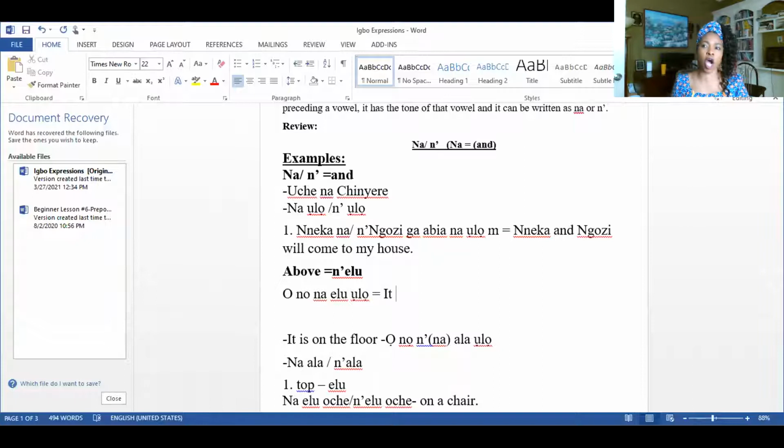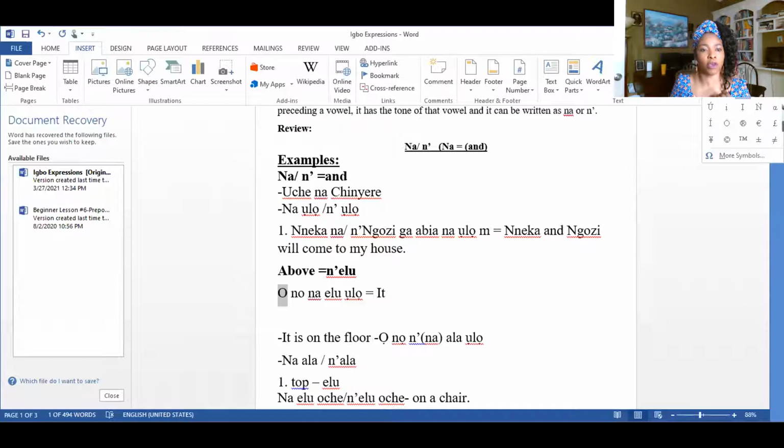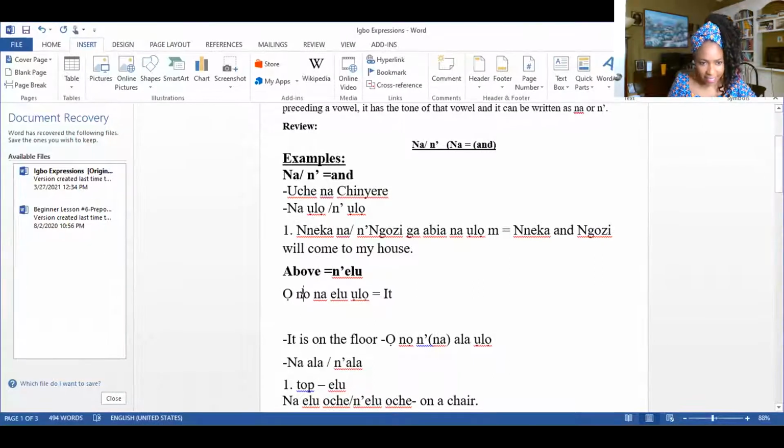And don't forget, ono represents it, she, he. Don't forget, that's our pronoun. Ono, it is. So, ono, it is ono na, okay? Ono na elu ulo. And then elu is the key word, which is above. It is.